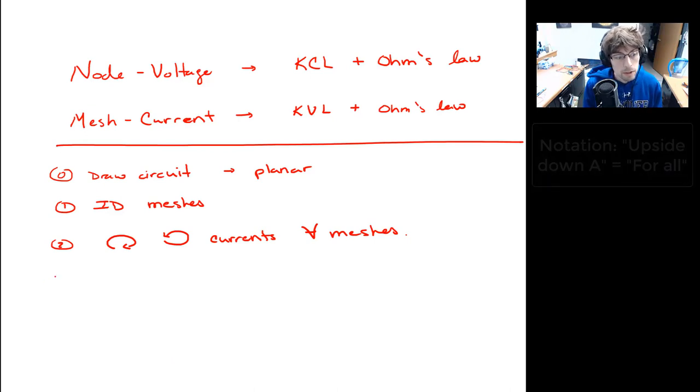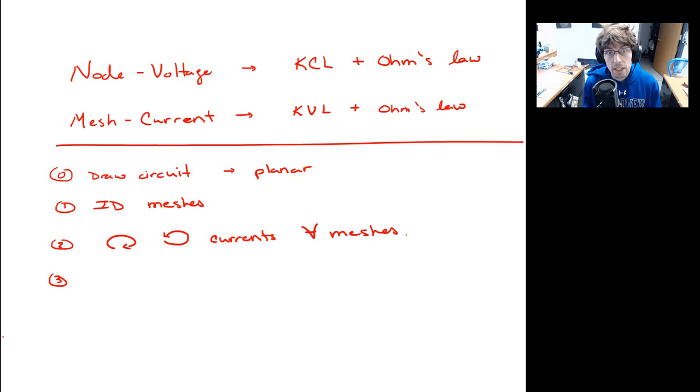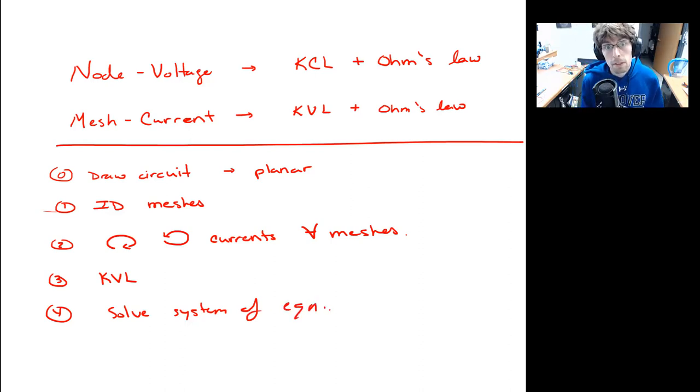Then we are going to walk around each individual mesh and apply KVL, finding the voltage drops across each individual mesh, walking in the direction that you have chosen for the currents. And then finally, we'll solve the system of equations that arises. In particular, what we'll be solving for in this case is not the voltages of the nodes. What we are going to solve here are the individual currents within the meshes.